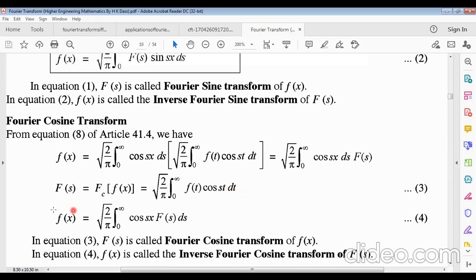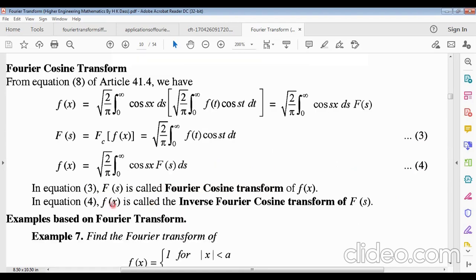And the inverse will be what? Similarly, as previous, f of x equals 1 by root over 2 by pi, integral 0 to infinity cos sx F of s. So equation 3 represents the Fourier cosine transform of f of x, and equation 4 is the inverse Fourier cosine transform of F of s.